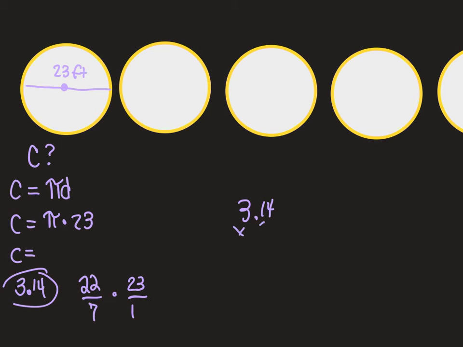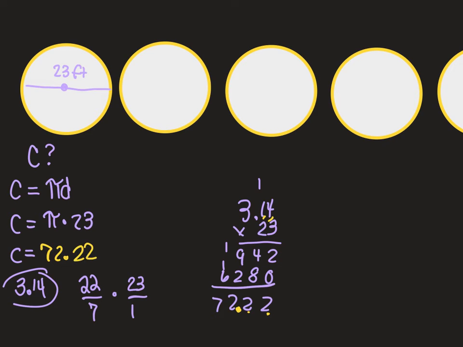3.14 times 23. 4 times 3 is 12. 3 times 3 is 9. 0 placeholder. 2 times 4, 2 times 1, 2 times 3. Add them up. Carry the 1. Carry the 1. Remember, I count 1, 2, 1, 2. So I put my dot here. 72.22. And the label is feet. And because it's the perimeter, it's the distance around the circle, it's just feet, it's not feet squared.